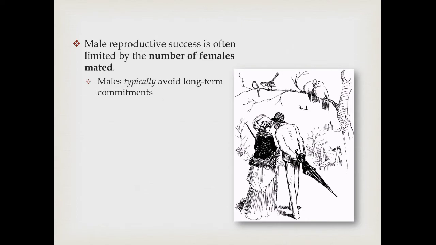Now, an extrapolation of that means that males typically want to avoid long-term commitments that may limit their ability to mate with multiple females. So while we humans tend to think that we and most other animals are in monogamous relationships, the truth of the matter is that monogamy is really rare in the animal kingdom.